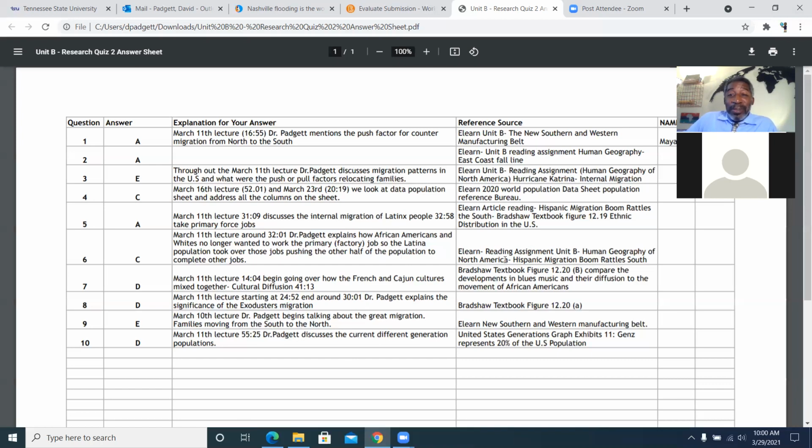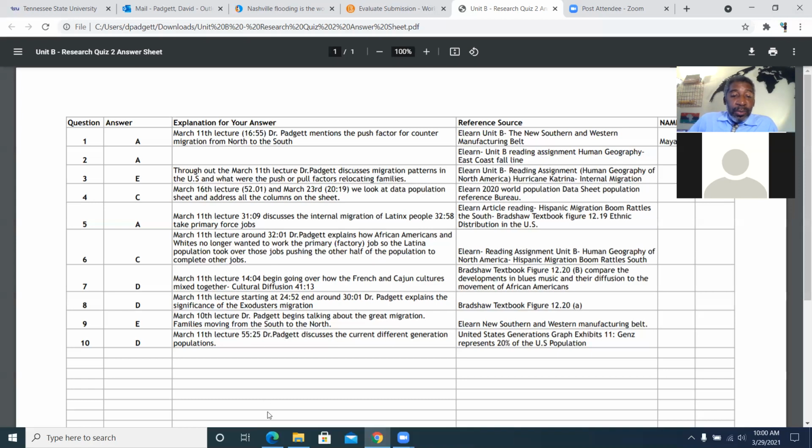This one, I don't think so. There's nothing about the tertiary sector mentioned in that article, but it is mentioned in the textbook. So sometimes, key in on a specific vocabulary word that's part of your answer. Define that in the reference source and or explanation, and that'll get you to a good answer.